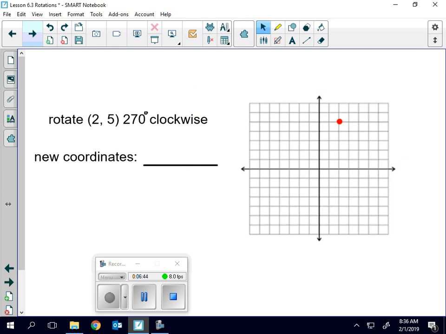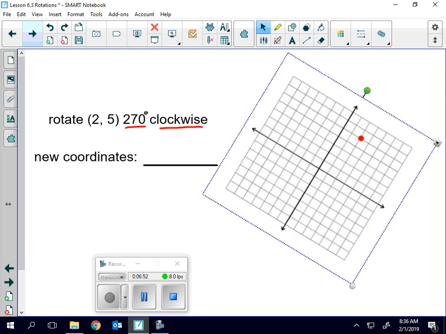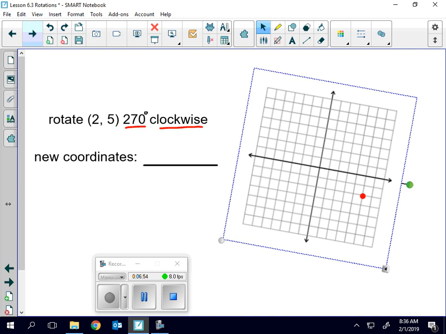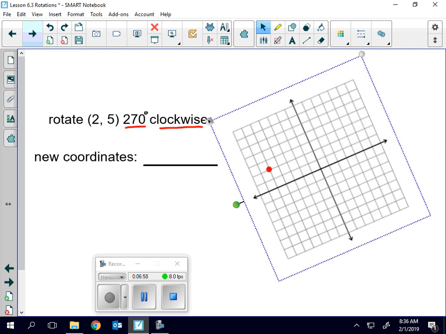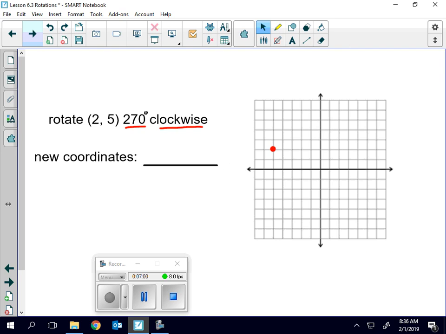Hold it up normal, how we had it in the beginning. We're going to go 270 degrees clockwise. Okay, so here we go. 1/4, that's 90. 2/4, that's 180. 3/4 would be 270. Okay, and now if we read it with y and x here, we have -5 on the x-axis, 2 on the y-axis.